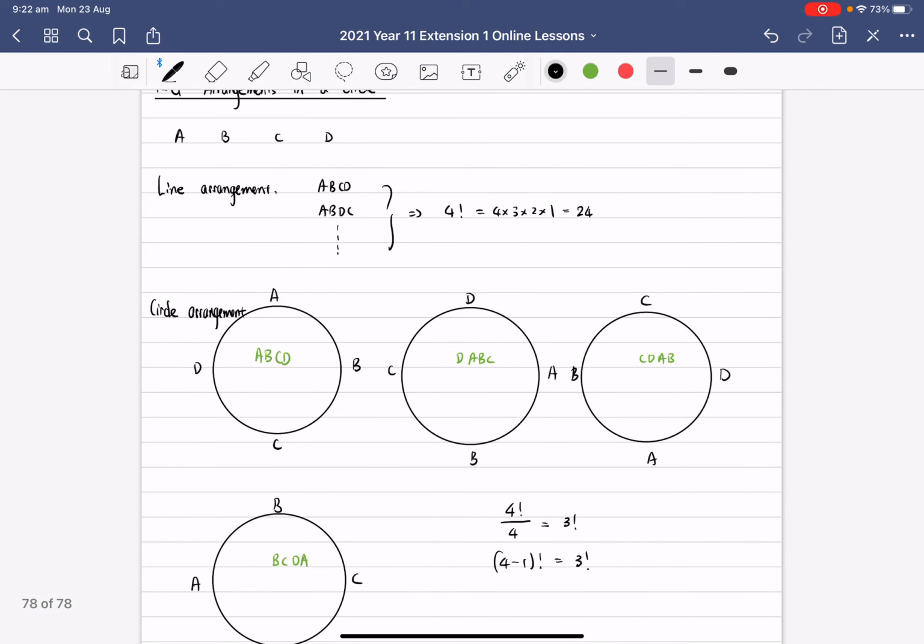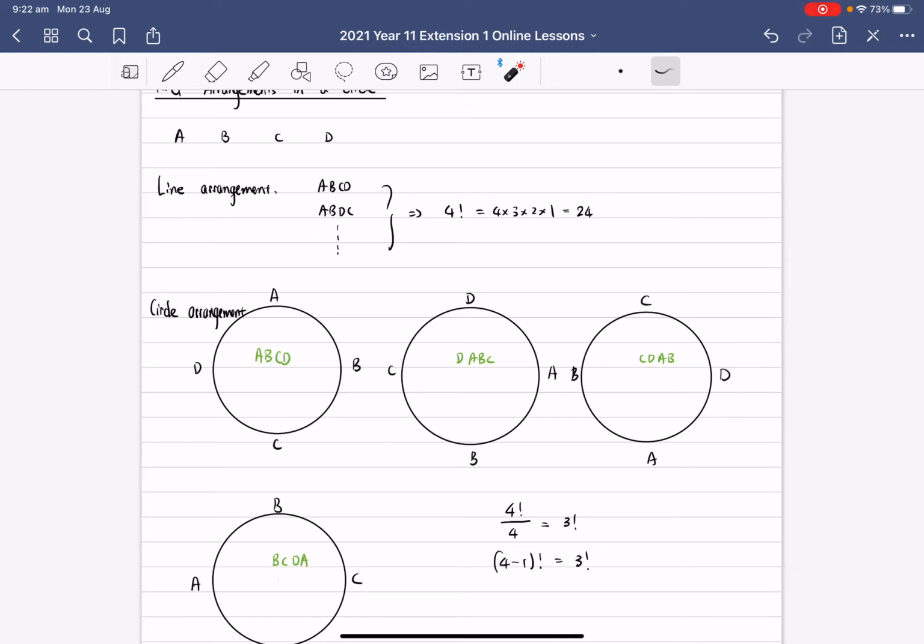Now we'll talk about this in detail. This is basically one method to think about why the circle arrangement is 4 factorial divided by 4. If A, B, C, D were arranged in a straight line, we just move them all along one position to the right, and then there are 4 positions with different starting letters here.